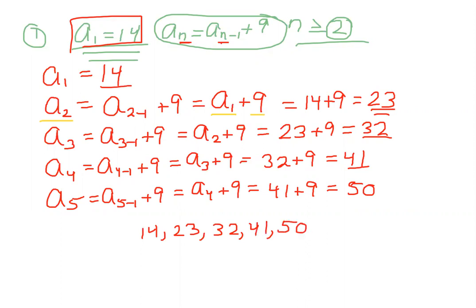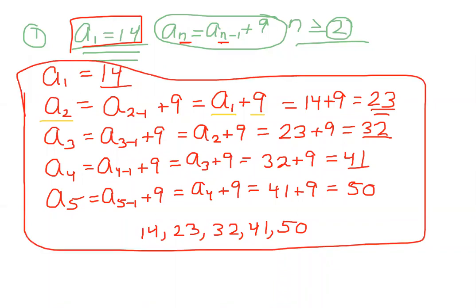All right, so after a while, you can see what the rule is. The rule is the term right before it plus 9. So you don't have to write all this out. I just was writing it out so that you could see where the numbers come from. If you get it, then you don't have to write it all out. All right, let's look at example number 2.